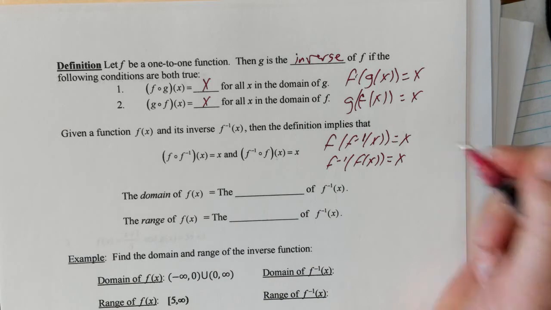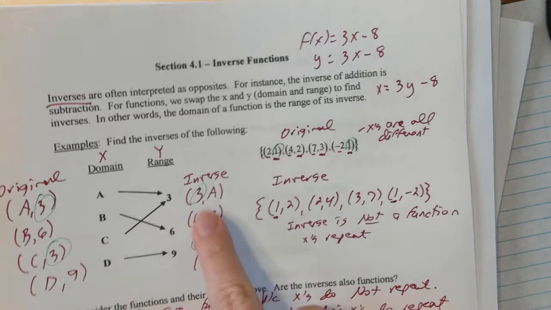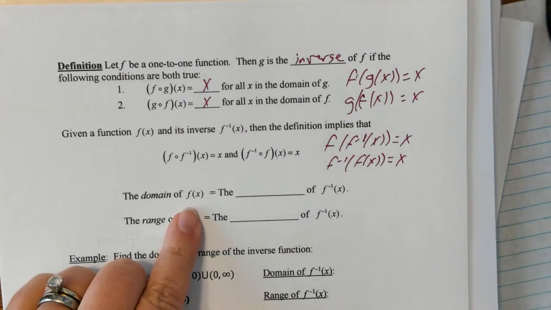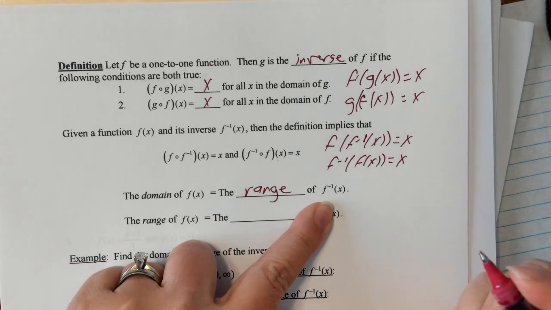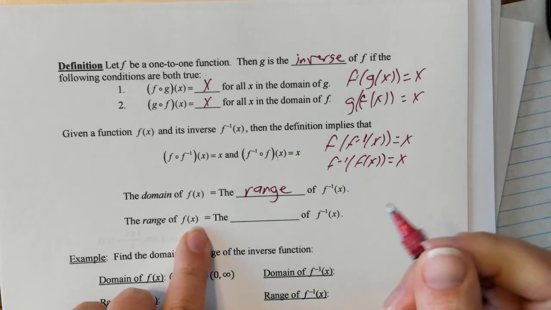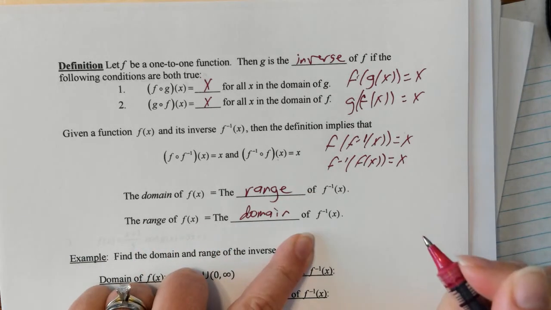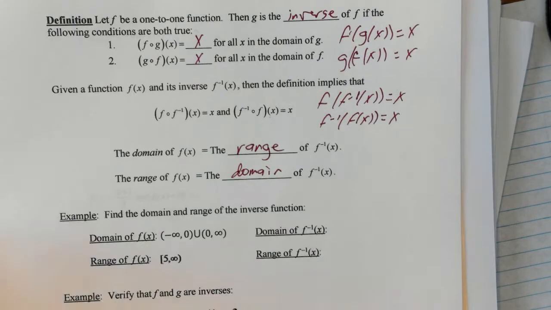Remember what we said a while ago about inverses. The domain of one becomes the range of the other, and the range of one becomes the domain of the other. So the domain of f of x is the range of f inverse, and the range of f of x is the domain of f inverse. Keep that in the back of your mind. We'll revisit that a little bit later. We'll look at an example and then we'll do some graphing in a little bit.